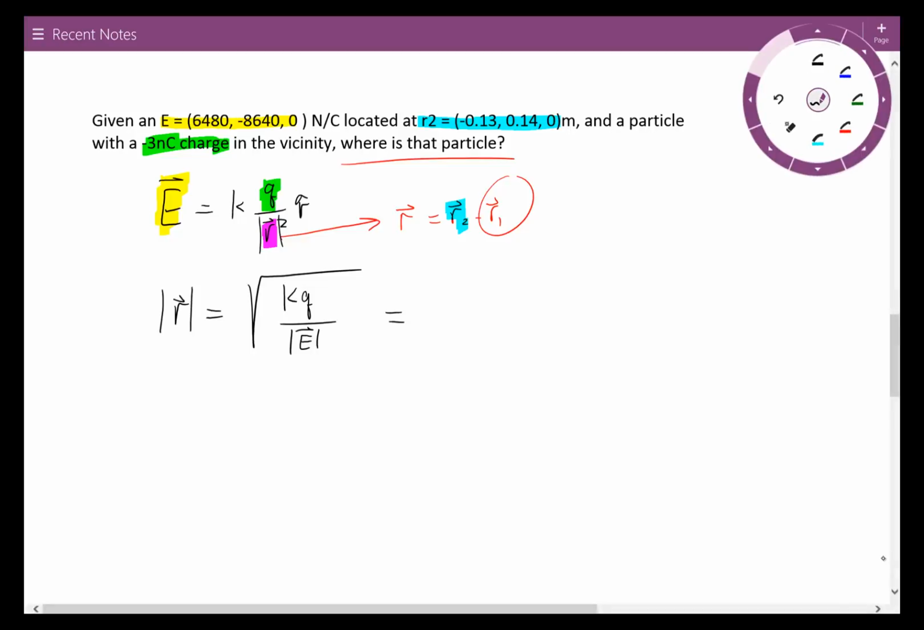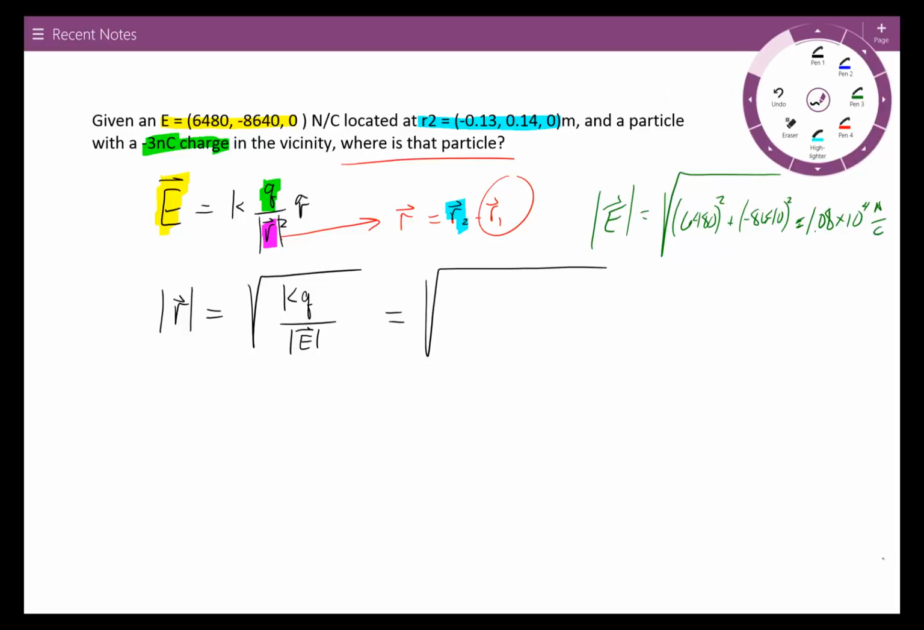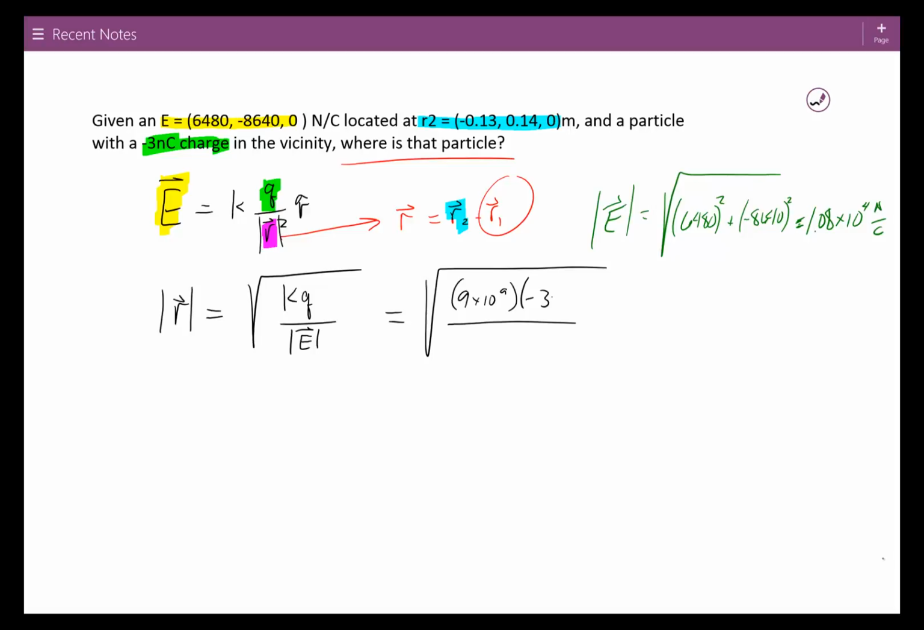We could take a pause here and find out what the magnitude of E is. It's just going to be the square root of 6480 squared plus minus 8640 squared, which happens to be 1.08 times 10 to the fourth newtons per coulomb. Over here, I'm going to drop all the units, since we already know they're the right kind of units. When we do all of that number crunching, we get 0.05 meters as the magnitude of this vector.